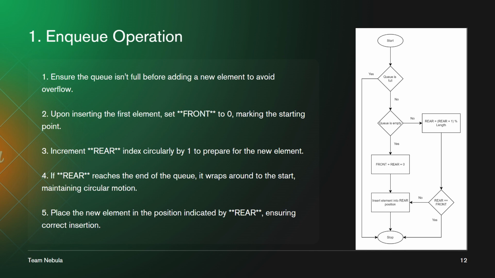Next, when we add a new element, we do something really cool. We circularly increase the rear index by 1. What does that mean? Well, imagine the rear reaches the end of the queue. Instead of stopping there, it magically appears at the start of the queue. It's like a loop that keeps the queue going in a circle.